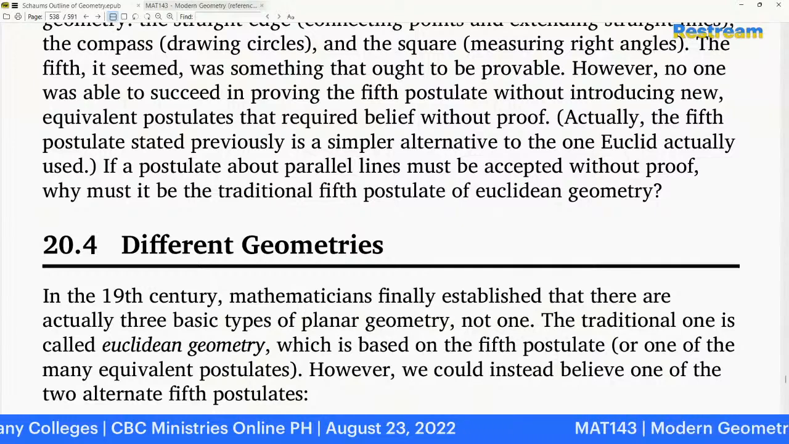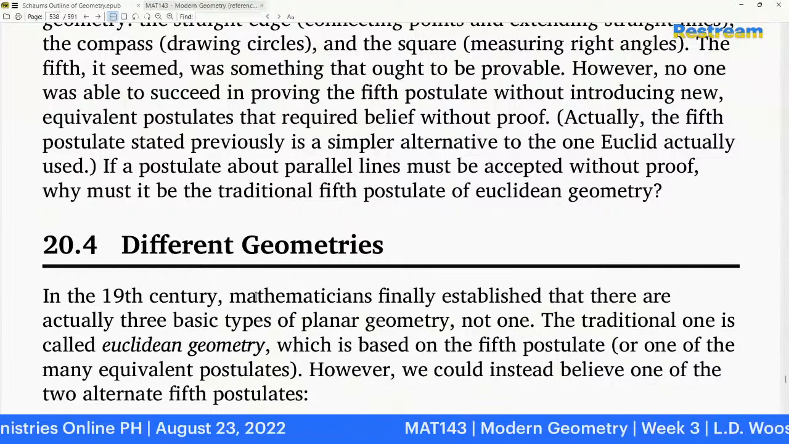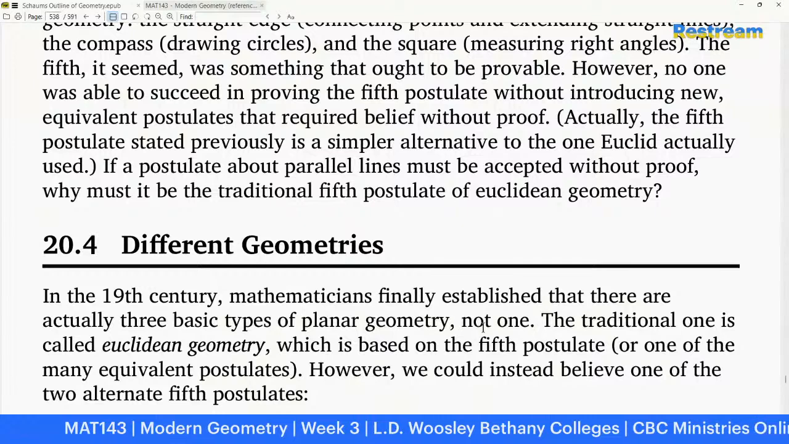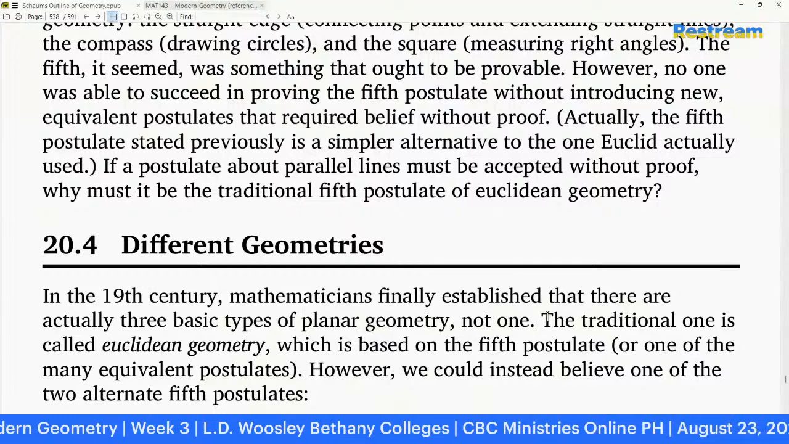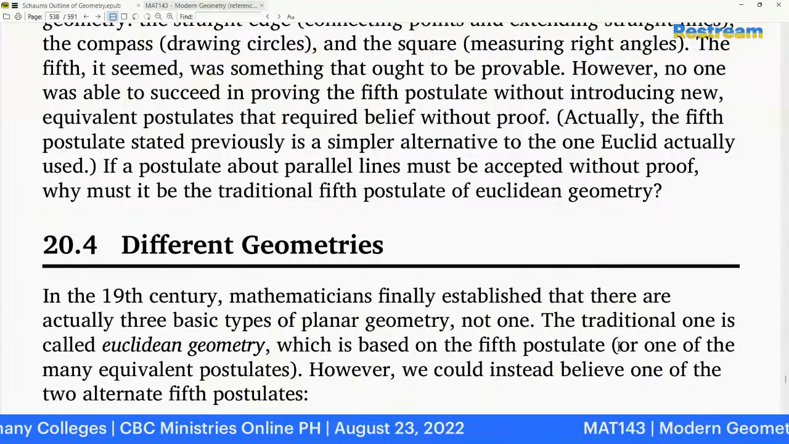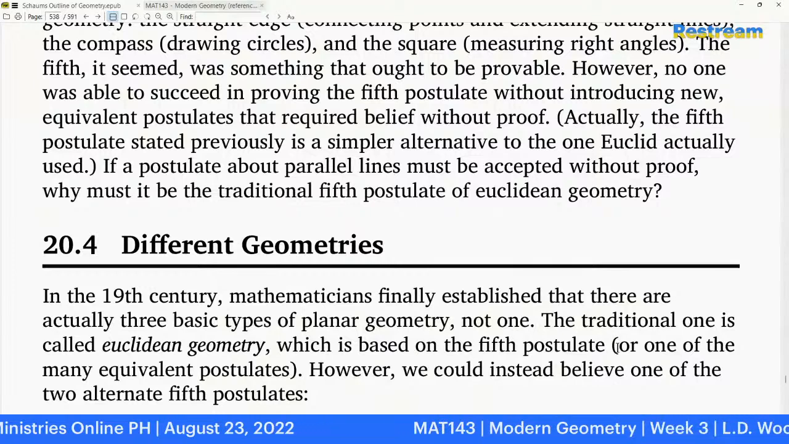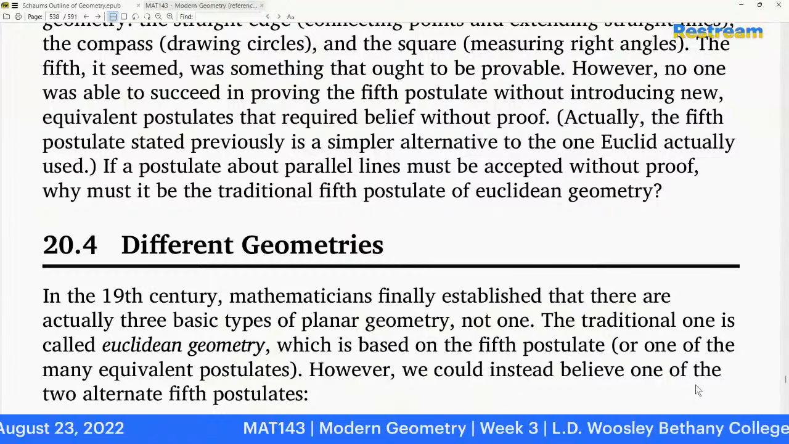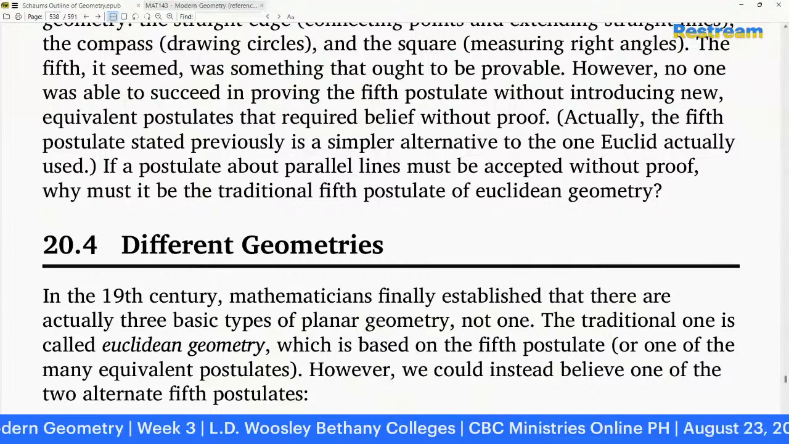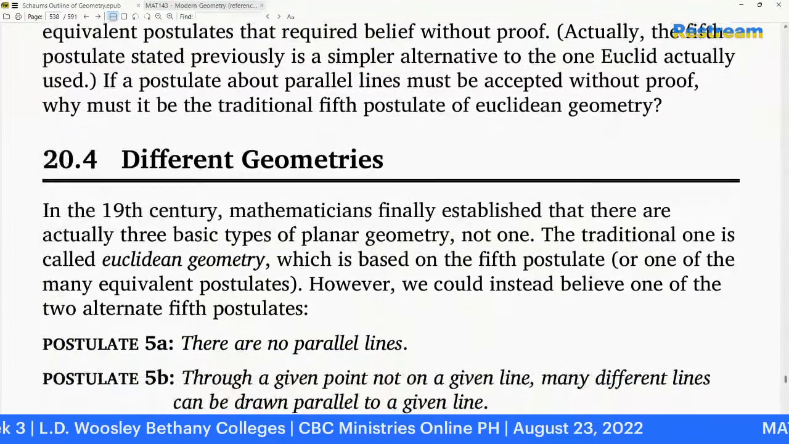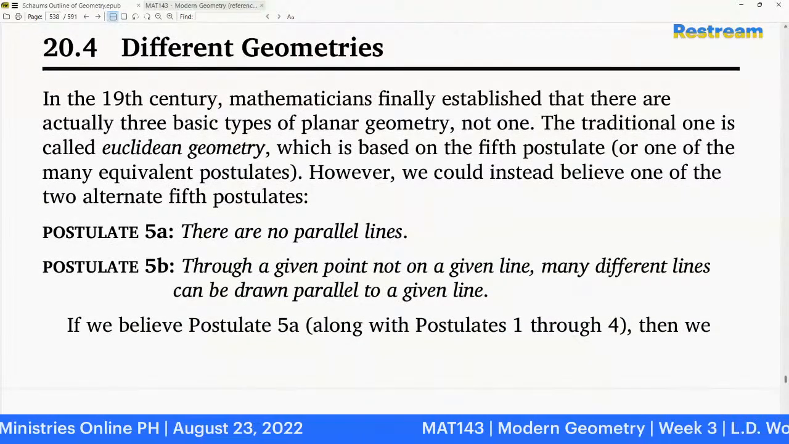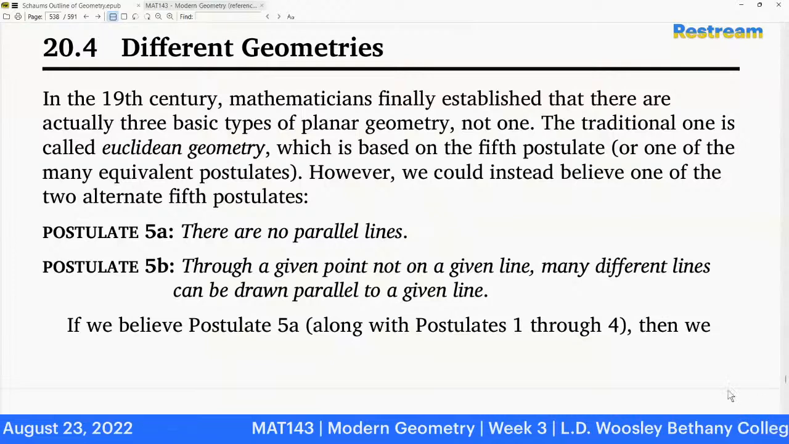This could be included in your history of geometry. 19th century finally established that there are actually three basic planar geometries, not one. The traditional one is called Euclidean, which is based on the fifth postulate or one of the main equivalent postulates. However, we could instead believe one of the two alternative postulates. So ito yon. So may mga alternatives na umusbong, no, based on the different geometries.